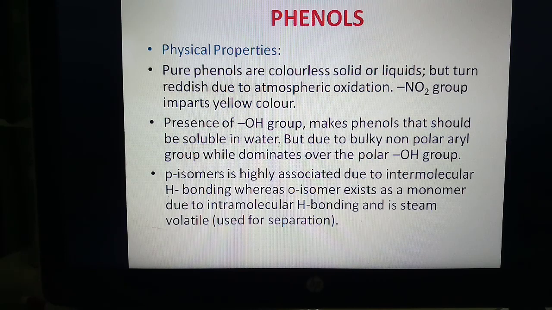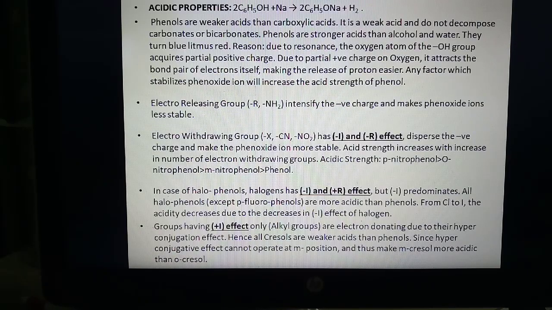Now, if we go to the chemical properties of phenol, there are a lot of properties. The first point I would like to illustrate is the acidic property of phenol. You can see here the first equation stating that when we treat phenol with sodium in the presence of ether, phenol reacts with sodium to produce hydrogen gas, and this is the acidic nature.